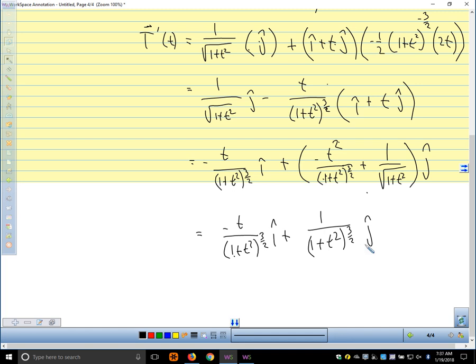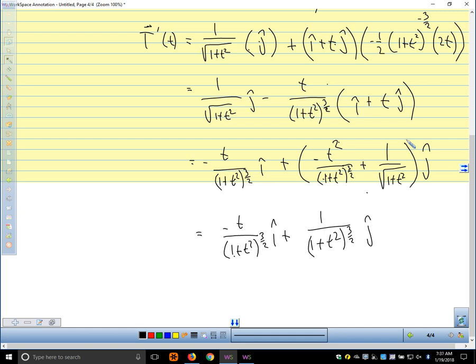Wait, did we lose the negative that was? No. So to find my common denominator here, I multiply this quantity by 1 plus t squared over 1 plus t squared. And so this numerator would be 1 plus t squared. So the negative t squared, they cancel. All right. So there's T prime.